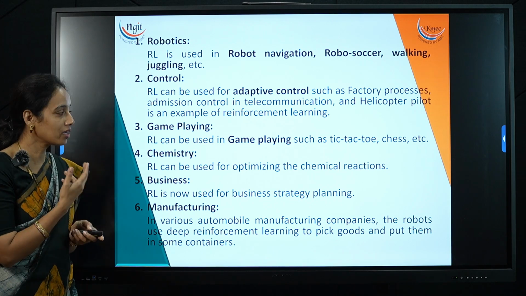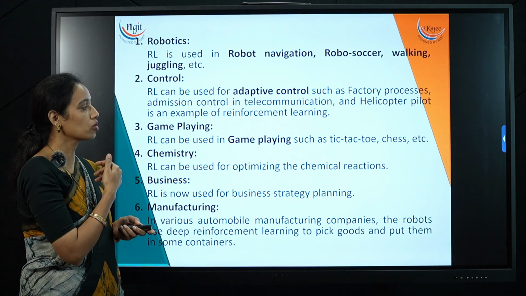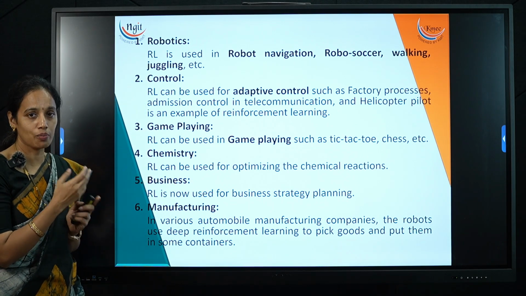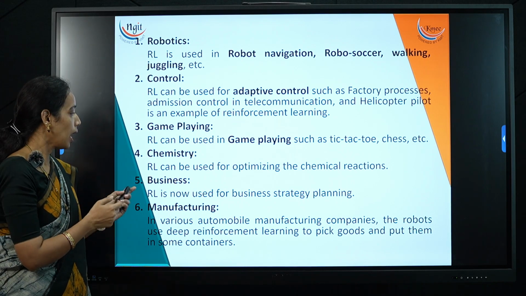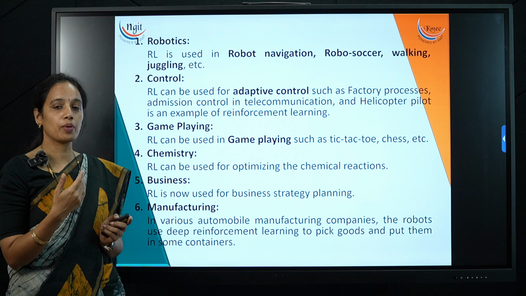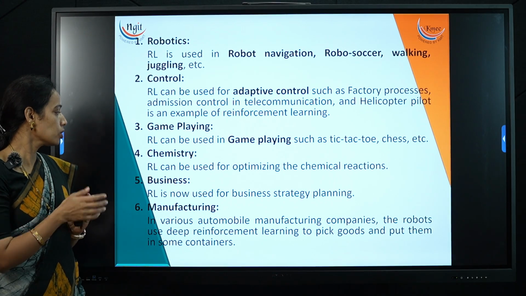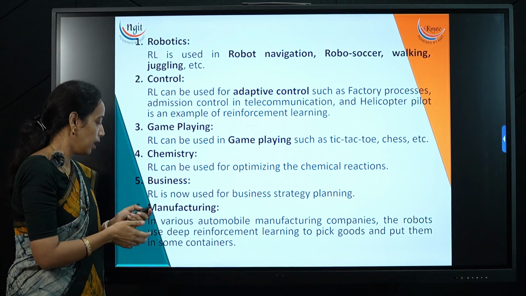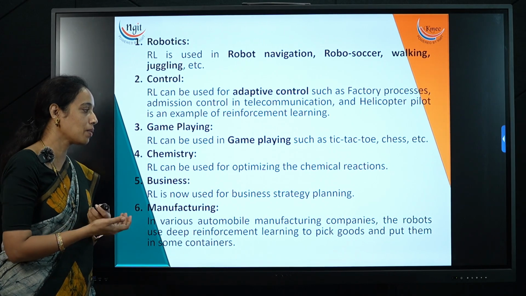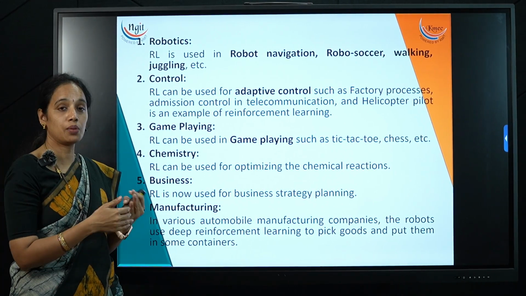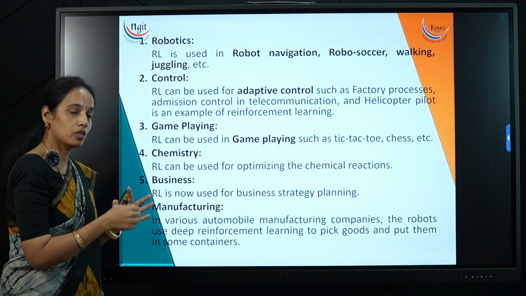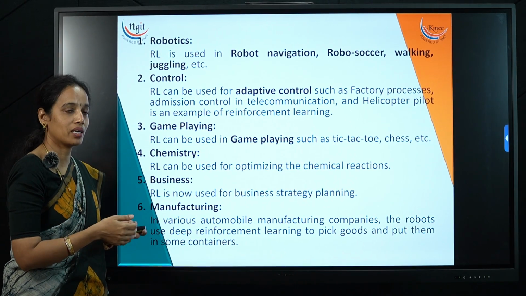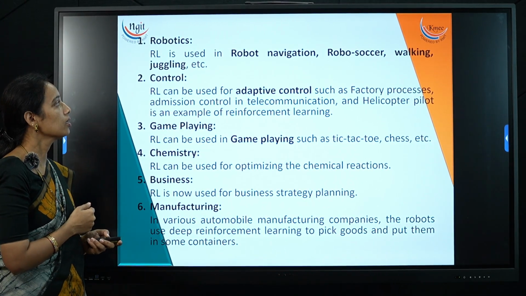Then game playing: online we see many games daily, like tic-tac-toe, chess, checkers and Go, and these can all be implemented with the help of RL. In chemistry, RL can even be used for optimizing chemical reactions. Coming to business, nowadays RL is even used for business strategy planning. And then manufacturing: in various automobile manufacturing companies, robots use deep reinforcement learning to pick up goods and put them in containers. So for that also we can make use of reinforcement learning. That is also one of the applications of RL. Thank you.